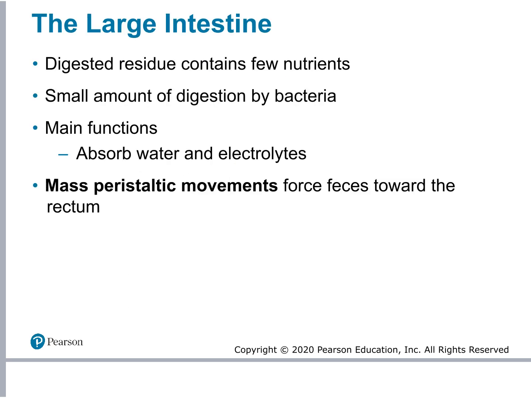So the main functions of the large intestine, we're going to absorb water and electrolytes. The lining of the large intestine is lined with bacteria as well. This is called the bacterial flora. And the bacterial flora can break down some cellulose, which is a plant sugar, but it can also break down some more foodstuff in order to absorb vitamins like vitamin K.